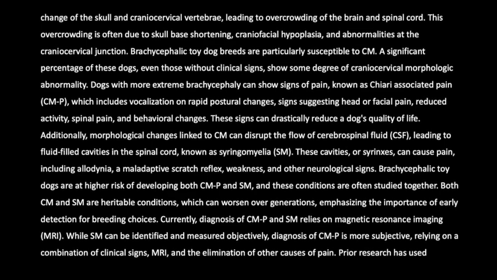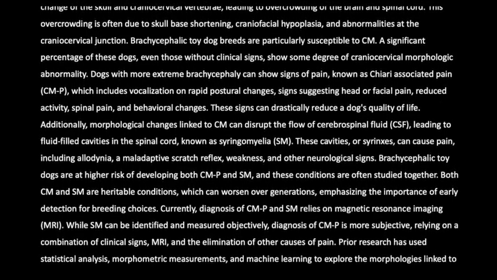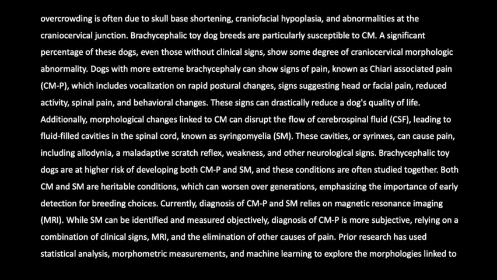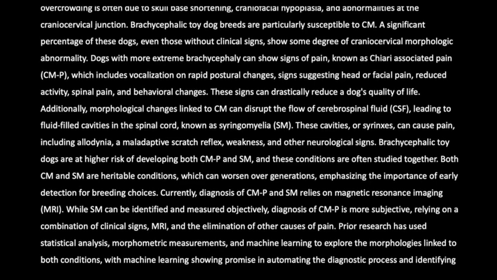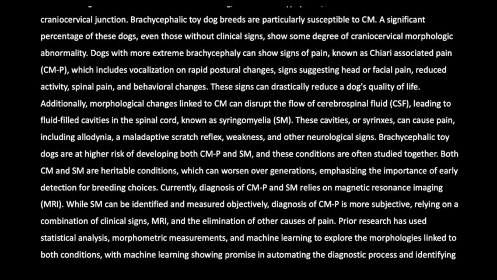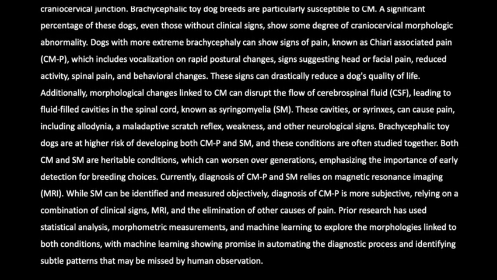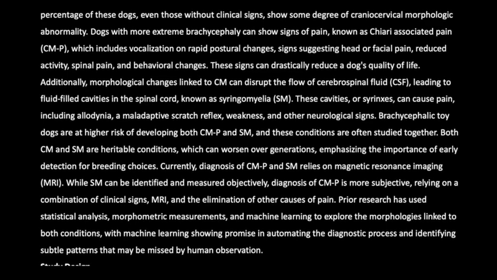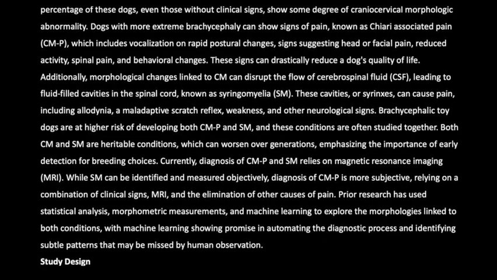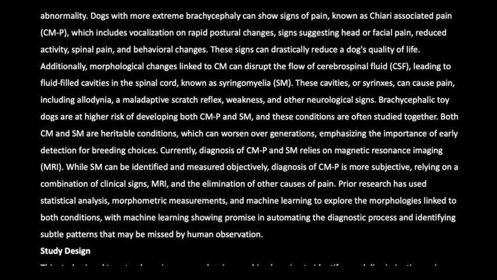Additionally, morphological changes linked to CM can disrupt the flow of cerebrospinal fluid, CSF, leading to fluid-filled cavities in the spinal cord, known as Syringomyelia, SM. These cavities, or syrinxes, can cause pain, including allodynia, a maladaptive scratch reflex, weakness, and other neurological signs. Brachycephalic toy dogs are at higher risk of developing both CMP and SM, and these conditions are often studied together.